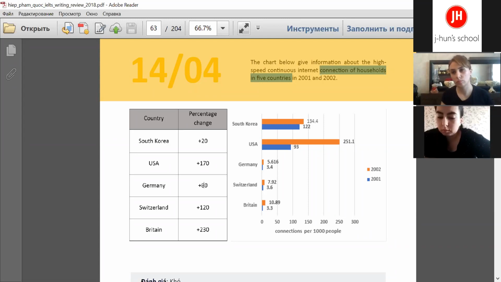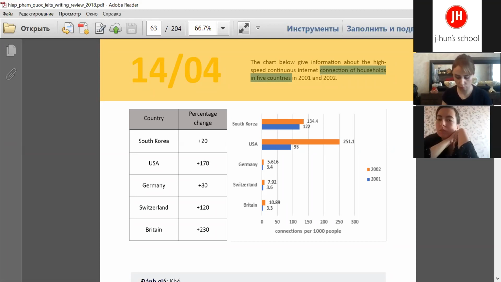Yes, the provided chart reveals a statistical breakdown about the high-speed continuous internet connection of households in 5 countries, namely South Korea, USA, Germany, Switzerland, Britain, between 2001 and 2002. Overall, it's crystal clear that all of the countries experienced an upward trend, and USA beat South Korea with a big difference and became the highest rate in this chart.